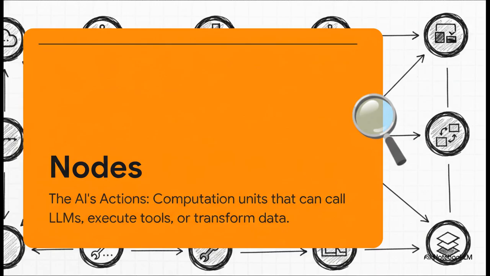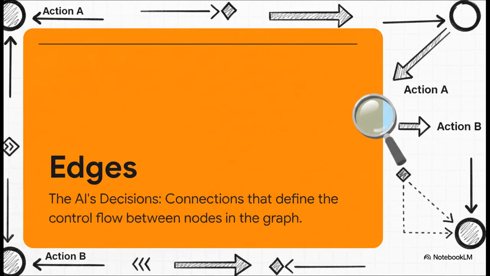Okay, so if the state is the memory, the nodes are the actions. These are the doers. Each node is a specific job or a step in the process. A node's job might be to call a language model, or maybe to search the web, or to analyze some piece of data. They're basically the individual steps of thinking the AI takes. And finally, you have the edges. The edges are what connect all those nodes together. They're the pathways that guide the AI's train of thought, making the decisions about what to do next.